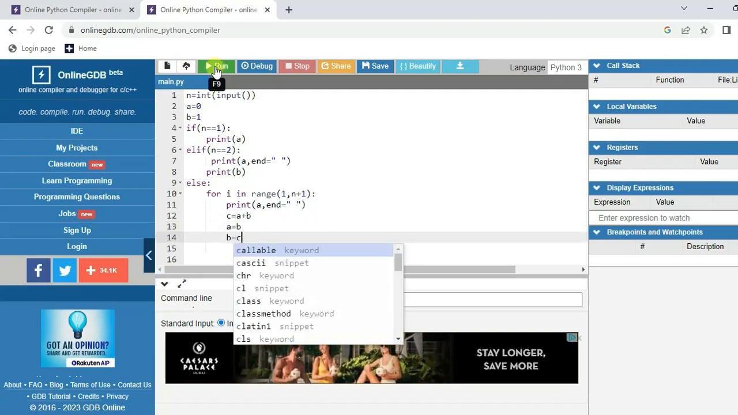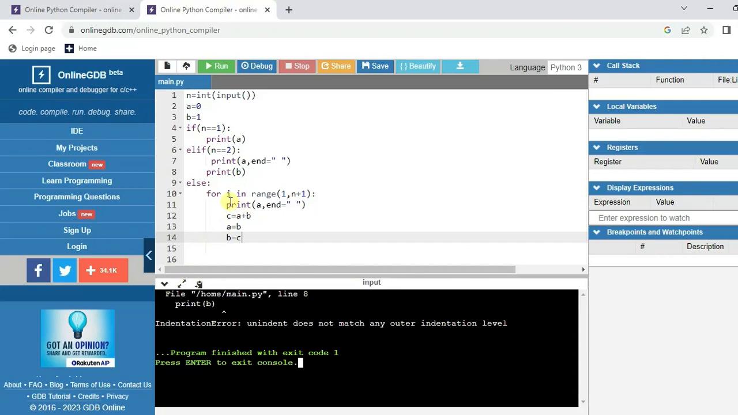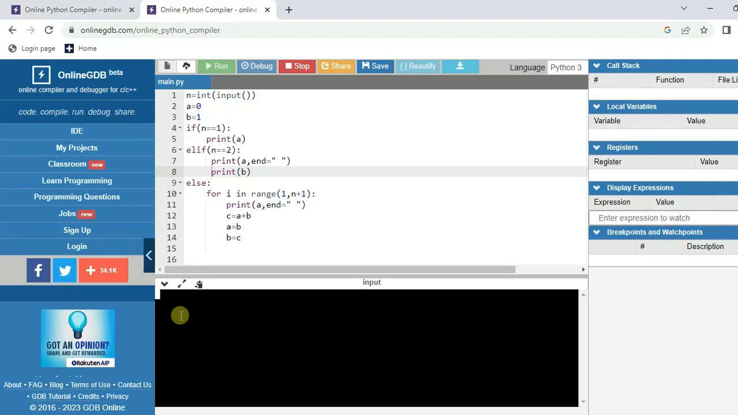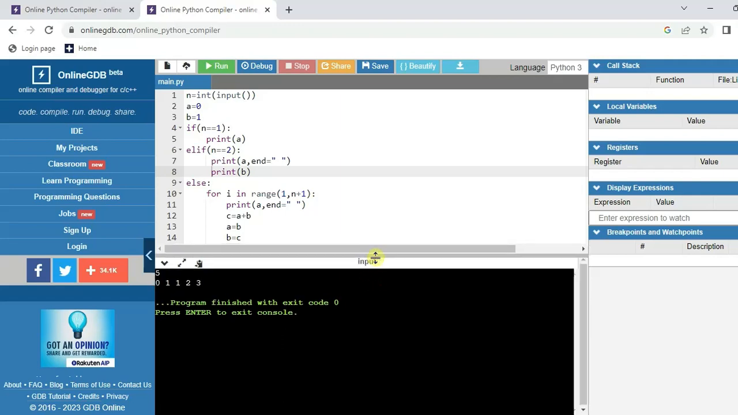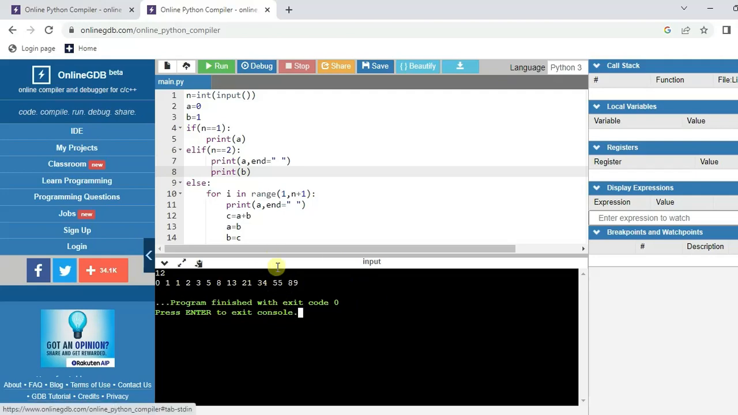Okay, let's check. Okay, indentation is missing here. See, up to the fifth number, the Fibonacci numbers are printing. Here 0 is the first Fibonacci number and 1 is the second Fibonacci number. Another one is the third Fibonacci number. 2 is the fourth Fibonacci number. 3 is the fifth Fibonacci number. I will execute again and I will ask to print 12 Fibonacci numbers. See, 12 Fibonacci numbers are these.